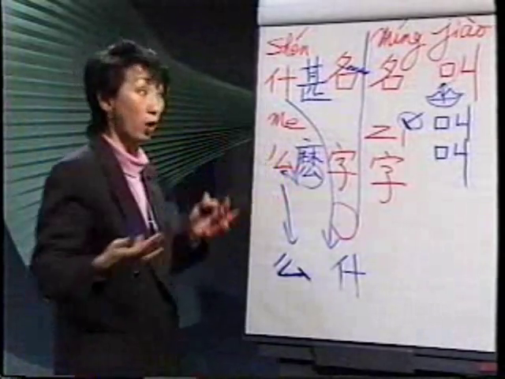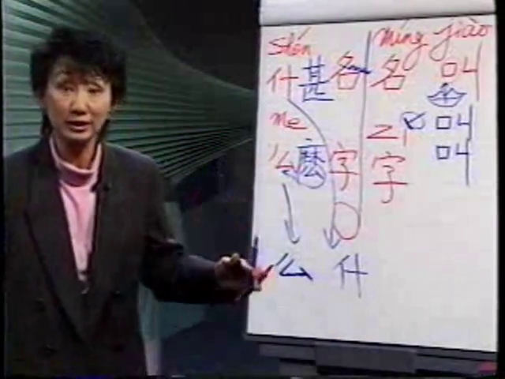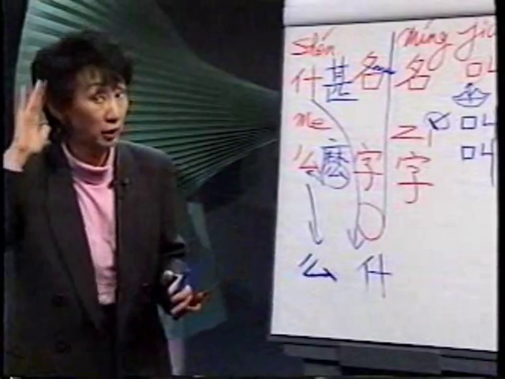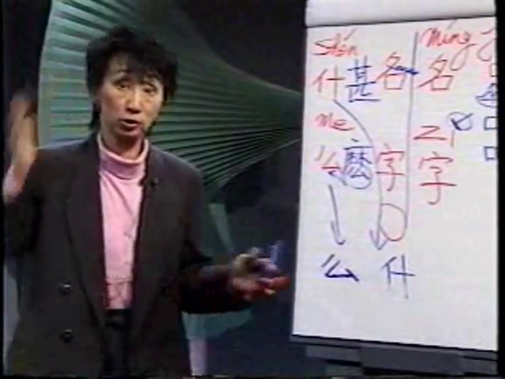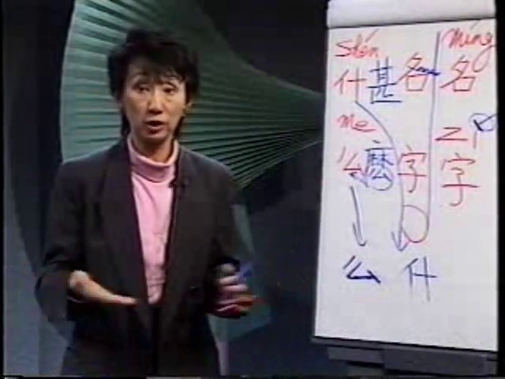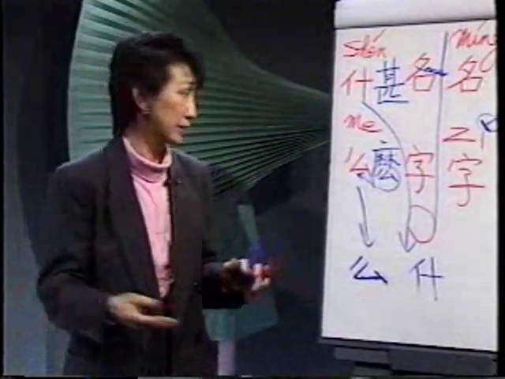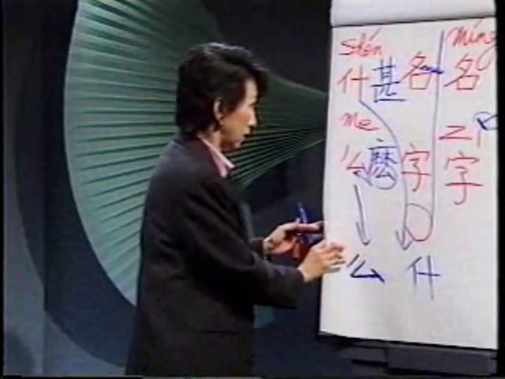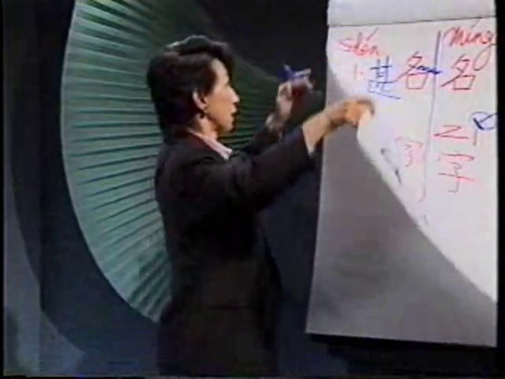So 什么 means what? If you want to say what last name, you already know last name is 姓. So you just say 什么姓. And if you want to say what name, 什么名字. That works. Okay, so now we will go to the 名字.